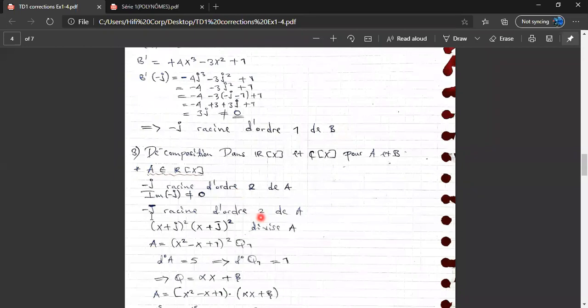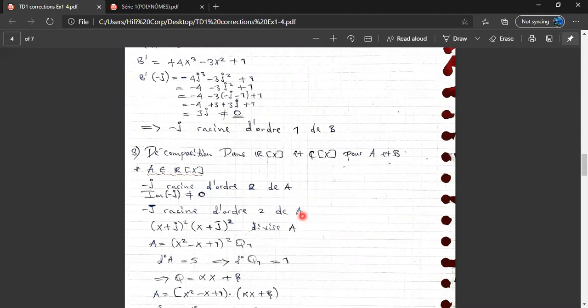It also means negative j bar is also a racine of R when we've come to the decomposing part. So if negative j is a racine of it, it means negative j bar is also a racine of order 2 de R. This is very important. Keep it by heart.